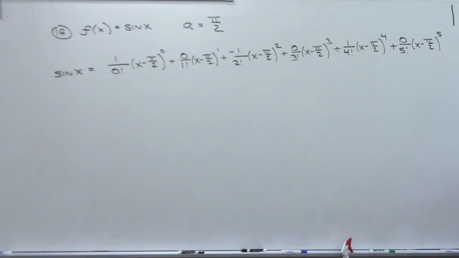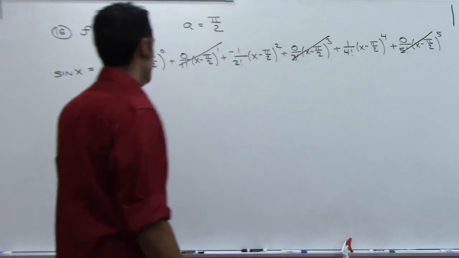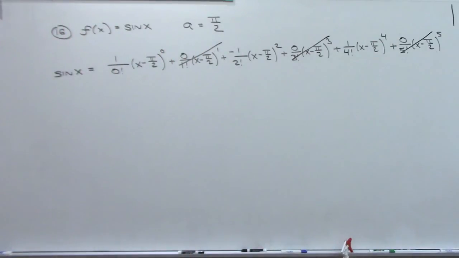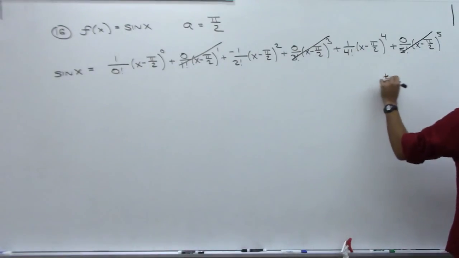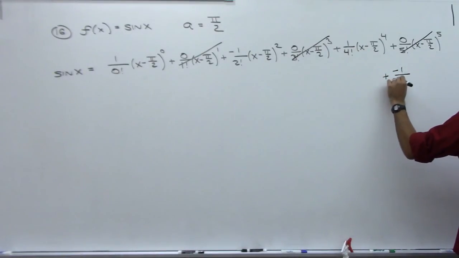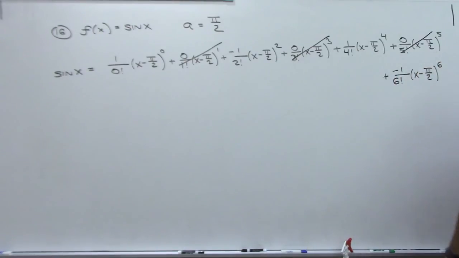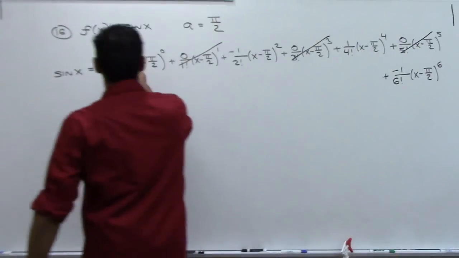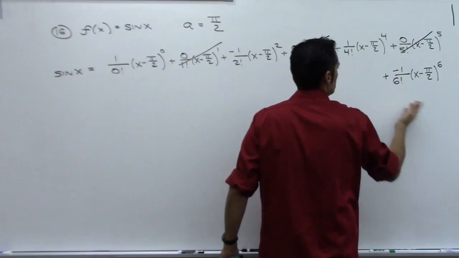Do I need to go further? All of my odd ones are not here, and all of my even ones are there, but they're also alternating in sign. So let me just put the next one. The next one would have been a negative 1 over 6 factorial, x minus pi over 2 to the sixth. So that gives me my pattern: 1, 0, negative 1, 0, 1, 0, negative 1, 0, and then it would continue.